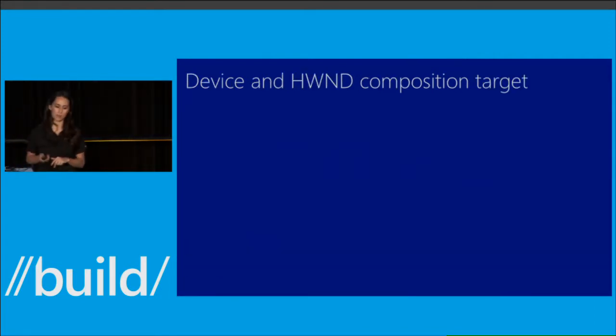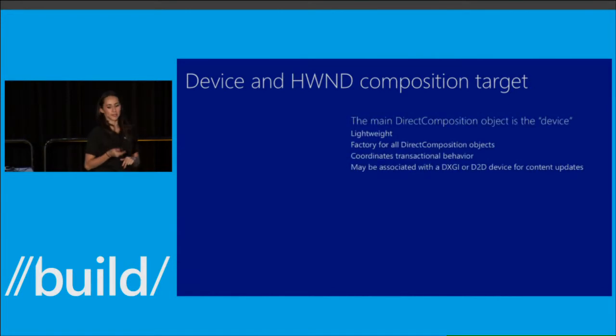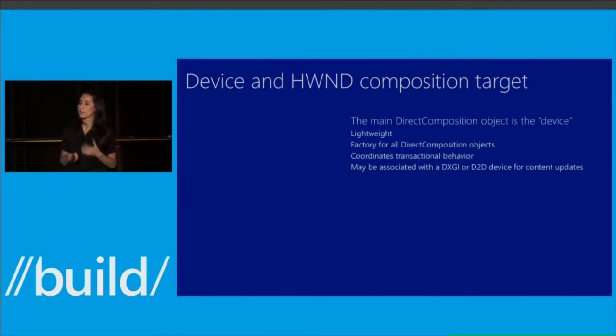So let's talk about the device and the composition target. The main direct composition object is the device. It is a very lightweight object, and it has 2 main functions. One, it is a factory of all of the other direct composition objects, and then it takes control of that coordination, that transactional behavior that we talked about. So the device holds on to a method called commit, which is very similar to, if you have used DXGI, the call that's called present. The commit is very similar to that.